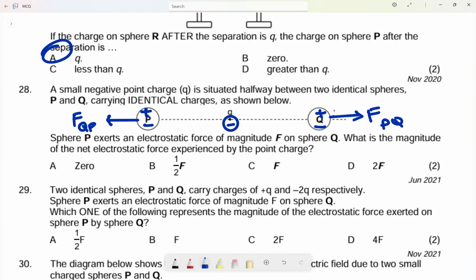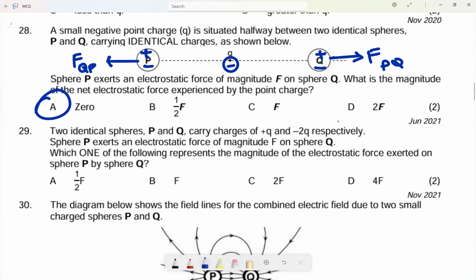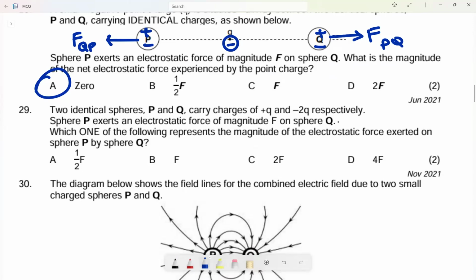So the question is, what is the magnitude of the net electrostatic force experienced by the point charge? Since the forces are equal and it is exactly at the middle, the net force will be zero, because the forces oppose each other. The net force here is zero between the two. Why? Because they are moving in opposite directions.